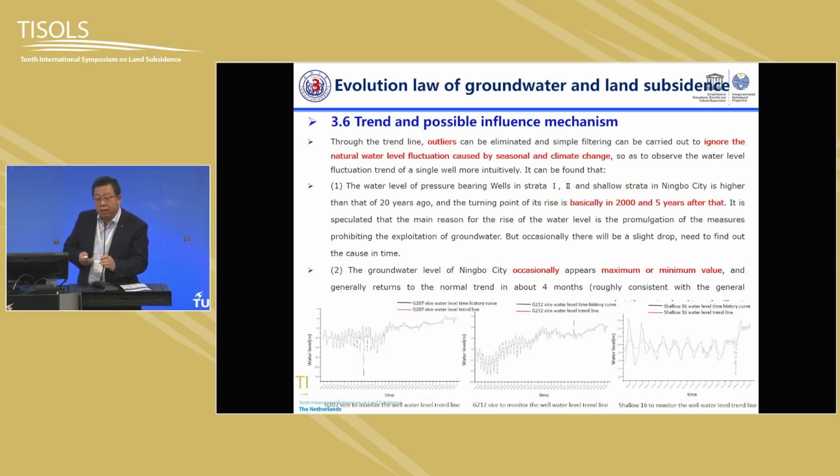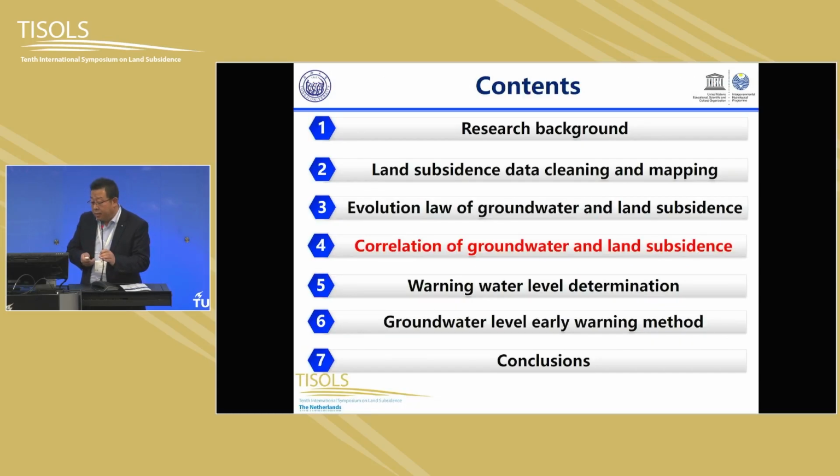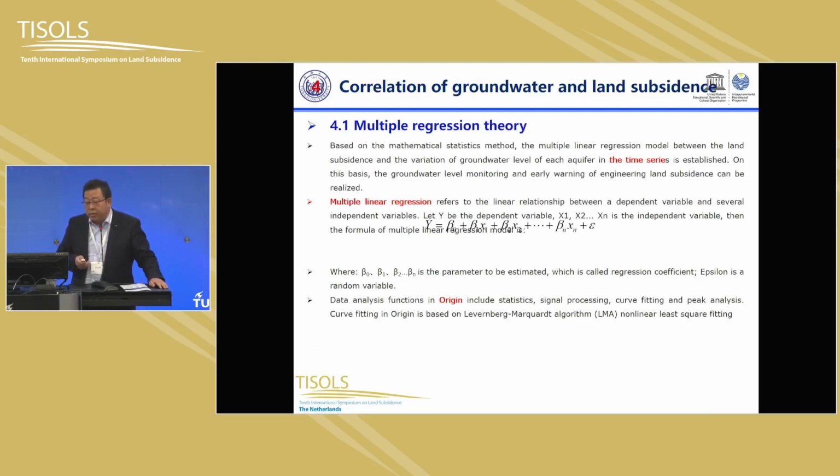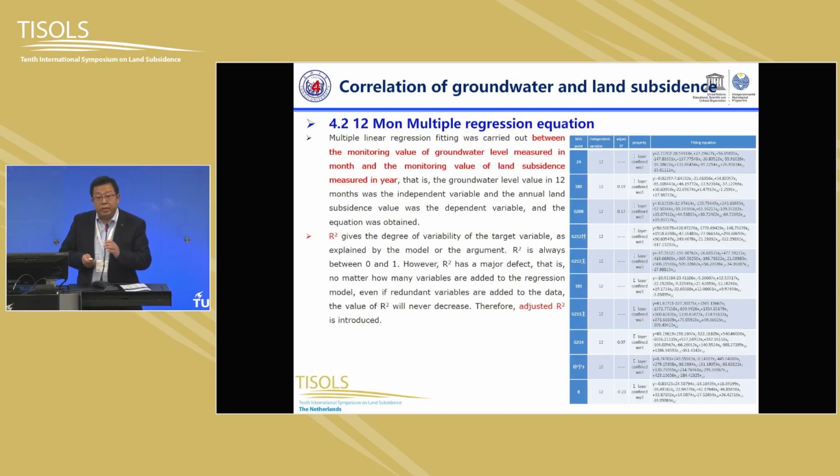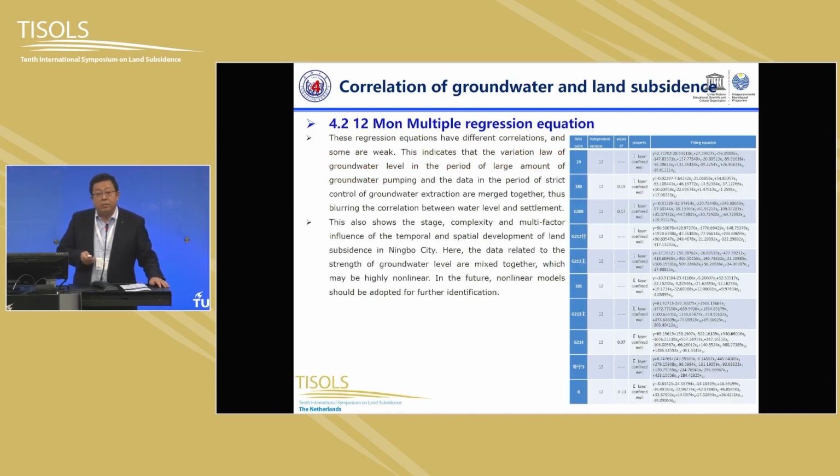The next one, we also use the observation data to find a trend. The first one is the correlation of groundwater and land subsidence. Then we use the multiple regression theory to establish the relation equation between the groundwater level drawdown and the land subsidence. We use this method, and we also have lots of equations. The equations are also interesting because some of these equations have a strong correlation between the land subsidence and the groundwater level. And some are weak, and some have no relation. I think this is also a method to recognize the mechanism of land subsidence.